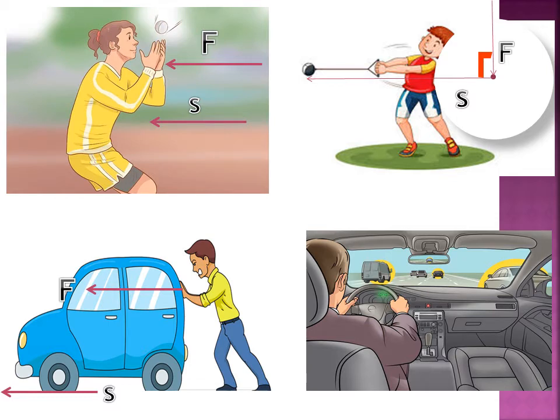In the last example, the force applied and the displacement are in opposite directions. The car moves in the forward direction, and when the brakes are applied, the car will stop and move a little bit in the backward direction. So both are in the opposite direction.